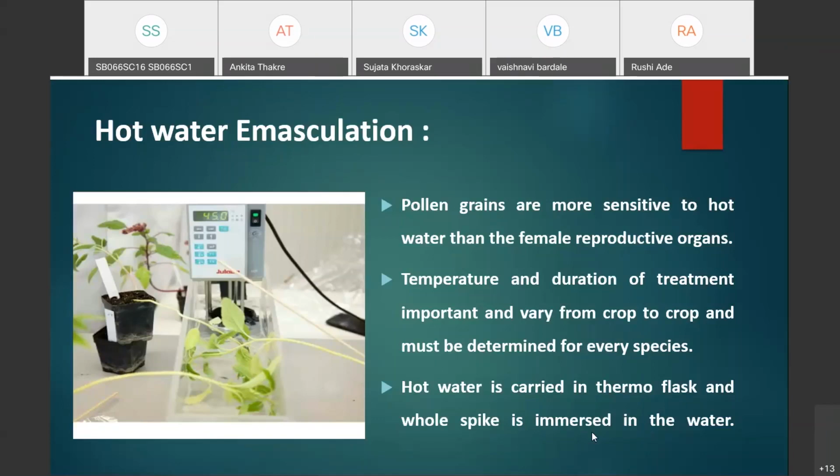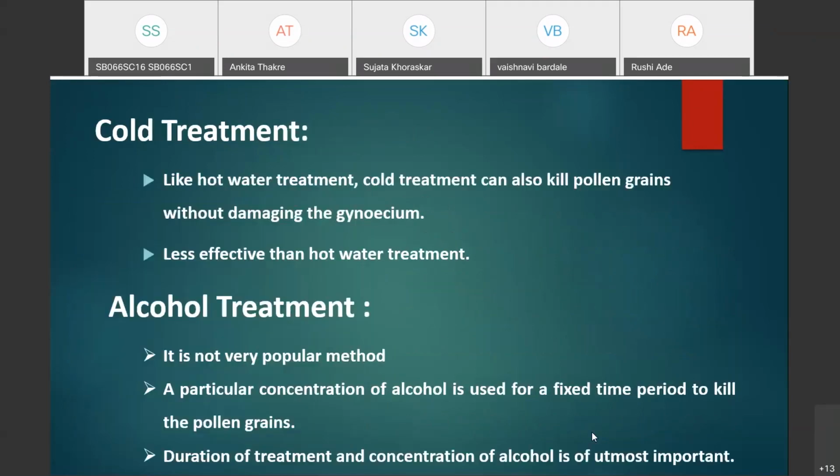Okay, that is all about the hot water emasculation. Then the other methods which are used for the emasculation are the cold treatment and the alcohol treatment. Cold treatment, or we can say cold water, like hot water treatment, can also kill the pollen grains without damaging the gynoecium.